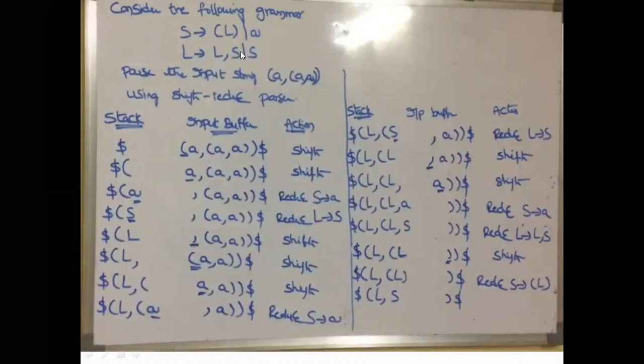Is there any production in the right hand side? Yes, we are having the production L comma S. Then we are replacing this with the left side non-terminal capital L. So for this L comma S, the action we are performing is reduce. So L is production with L comma S, and this L comma S is replaced with capital L. Okay, so we are performing the reduce action.